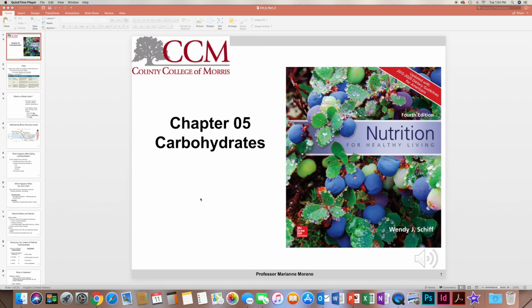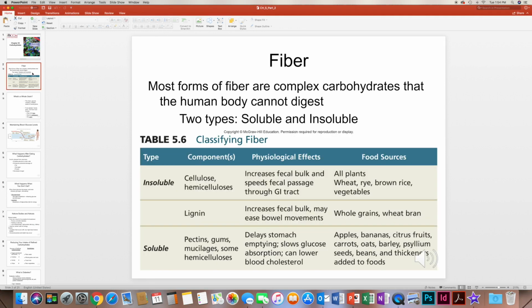In part two, we'll be looking at fiber and also understanding blood glucose levels and what happens when we get things such as diabetes and how we should prevent it. So with regard to fiber, fiber is part of a complex carbohydrate, and it's difficult for the body to digest it. There are two types, soluble and insoluble.